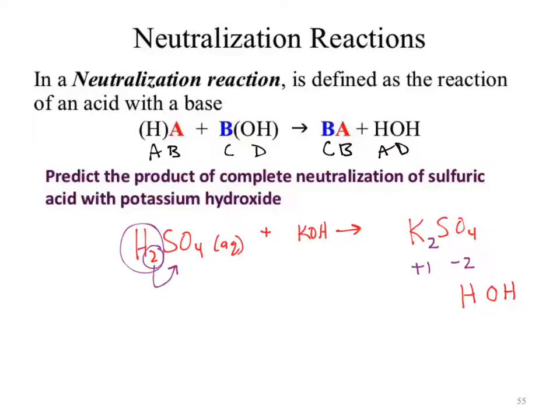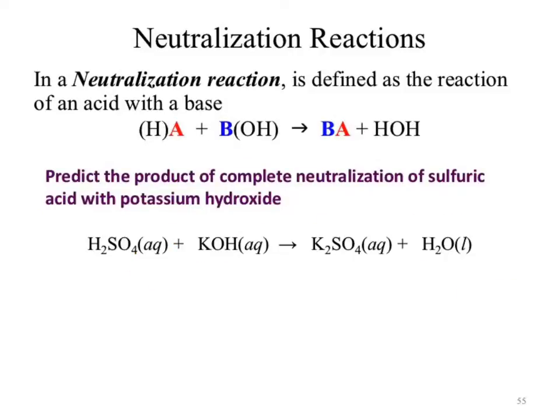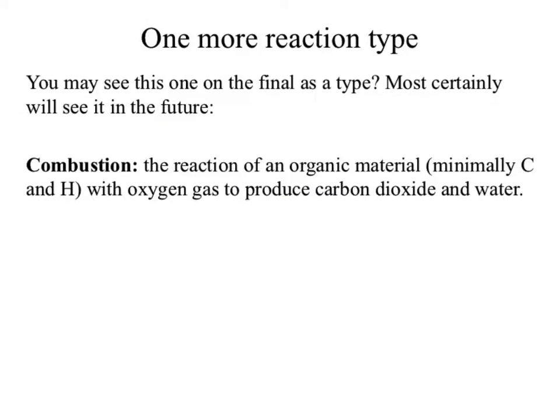So that's our general form for our neutralization reactions. The last reaction type before we'll end for the day is the combustion reaction. It's the reaction of an organic material. Minimally, this requires carbon and hydrogen with oxygen gas to produce carbon dioxide and water. Why is this kind of a neat reaction to have memorized? What are the products of a combustion reaction? CO2 and water. That's it.